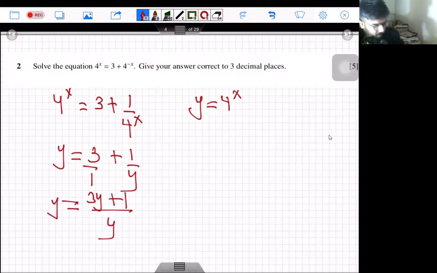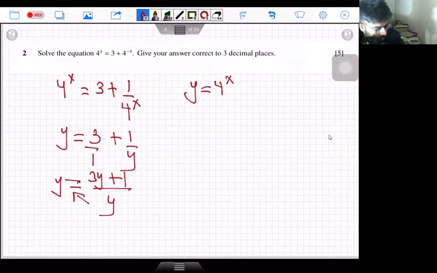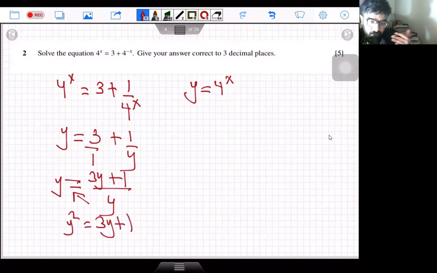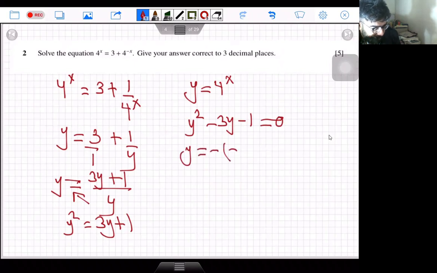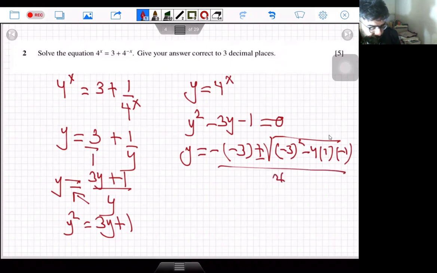So y is then multiplied on the right hand side, on the left hand side of the equation. So this becomes y square equals 3y plus 1. So now we have a quadratic equation in terms of y, which is y square minus 3y minus 1 equal to 0, which we can solve now. So y is equal to minus minus 3 plus minus under root minus 3 the whole thing square minus 4 times 1 times negative 1 and then divided by 2 times 1.